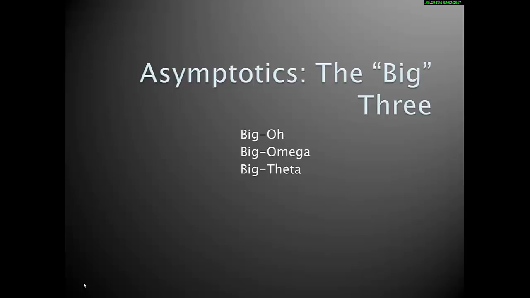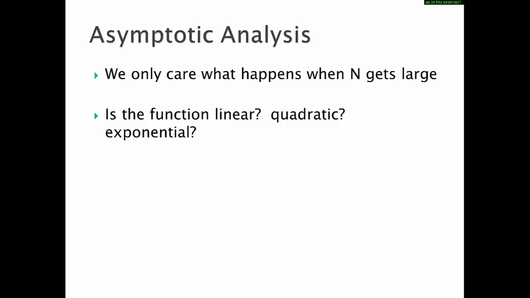Welcome back. Let's talk about asymptotics, or the big three: big O and its cousins, big omega and big theta. So when we say asymptotics, what do we mean? Well, think about the word asymptotic, like asymptotes.